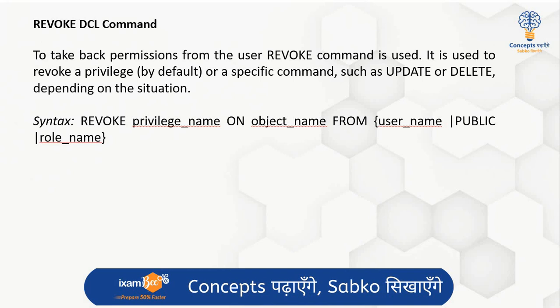The syntax for the same is: revoke the privilege name which you want to revoke, on the object name from which you want to revoke, from the username, and whatever the group or the role name, if there are any, you can provide under the from. By this you can revoke the access from a particular user which has already been given. So these two are the DCL commands. I hope you understand these things.